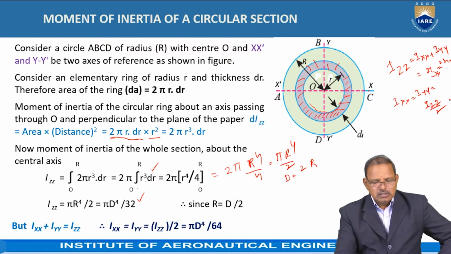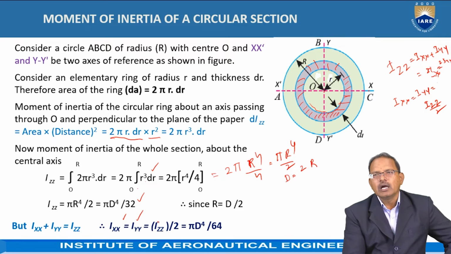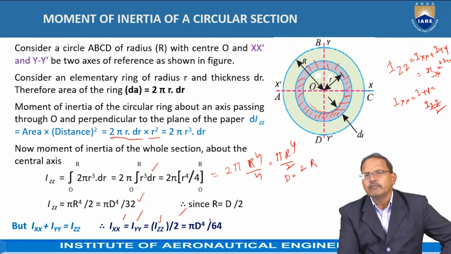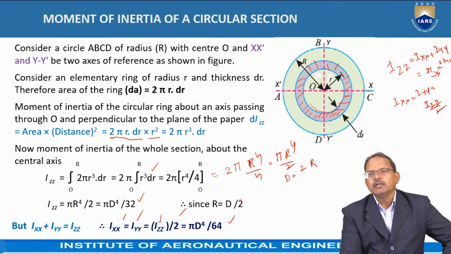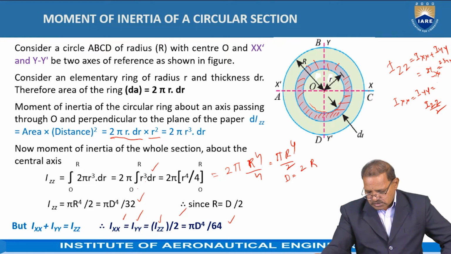That means according to this figure, I_xx is equal to I_yy, which is equal to I_zz by 2. I_zz is equal to πd⁴ divided by 32, divided by 2, is equal to πd⁴ by 64. This is our required answer now.